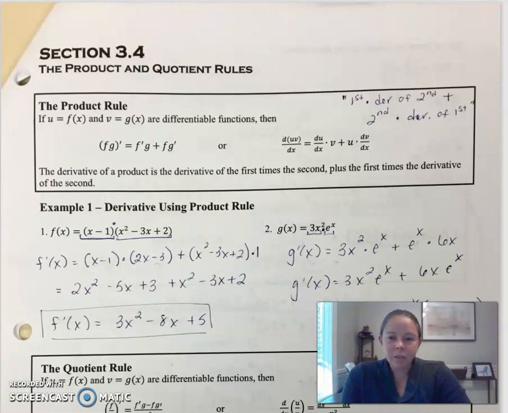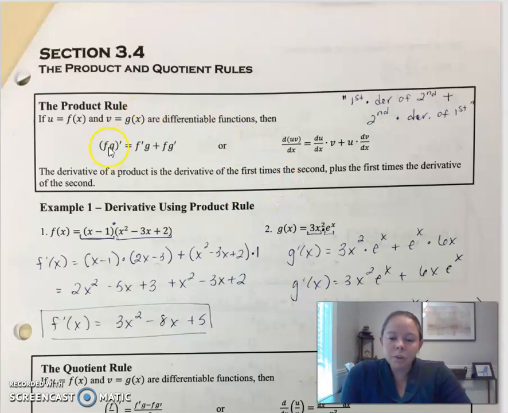Hello, this is section 3.4 for Calc Survey, and today we'll be talking about the product and quotient rules. So again, adding more rules to your list that you need to make sure you can use to find the derivatives. So first is the product rule.